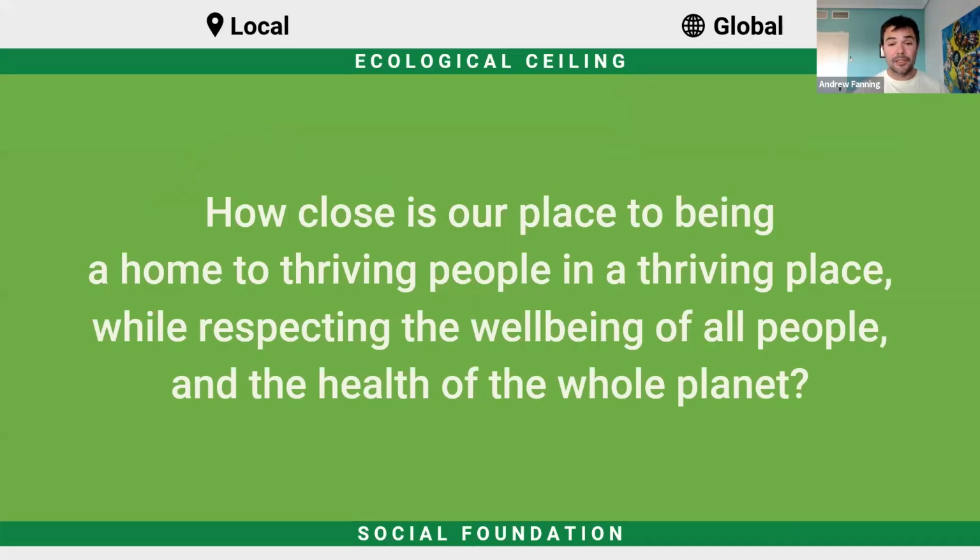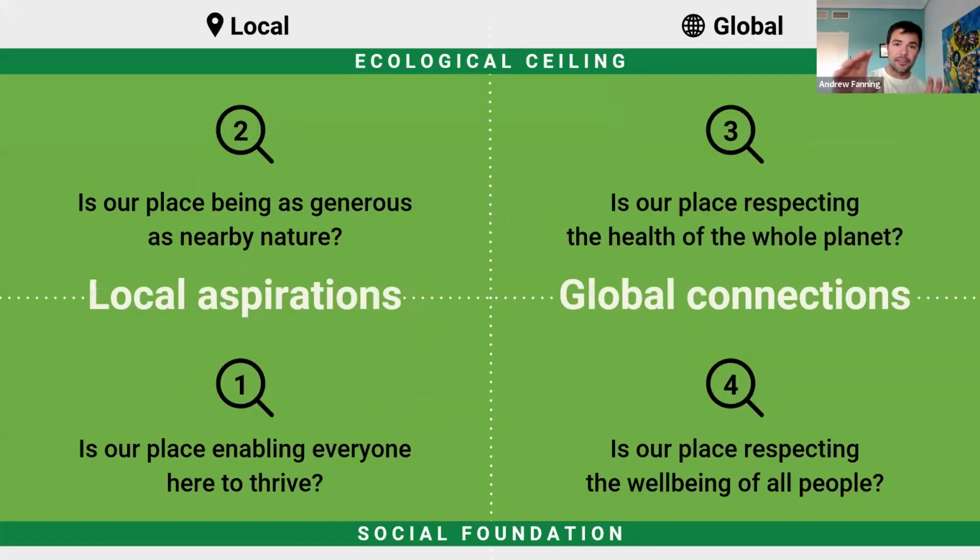So that's a very big question, but it can be broken down into these 4 different sub-questions, or these 4 lenses, as we call them, that try to balance local aspirations like how can we be thriving people in a thriving place, with global connections, recognizing that we need to respect the health of all people and the whole planet.